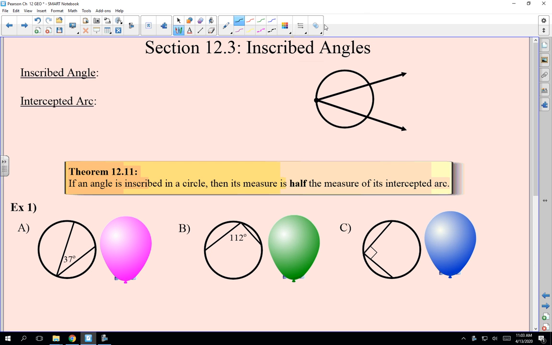Hey guys, this is 12.3 inscribed angles. So last time we talked about central angles. Central angles are measured from the center of the circle. Inscribed angles are set on the circle, as you can see in the picture here.